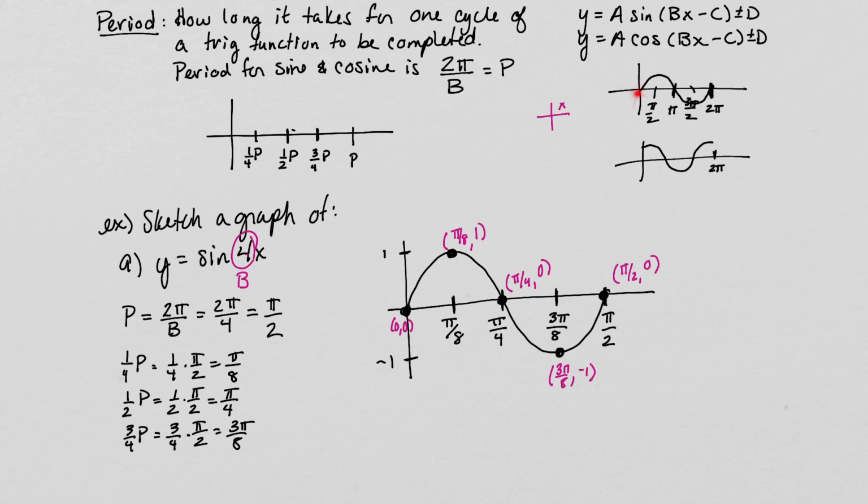Okay, so, Kelly, here, the basic sine function takes 2 pi to get there. The reason it's 2 pi is because when you go all the way around the unit circle, it takes 2 pi to get all the way around the unit circle. So the basic period is 2 pi long.